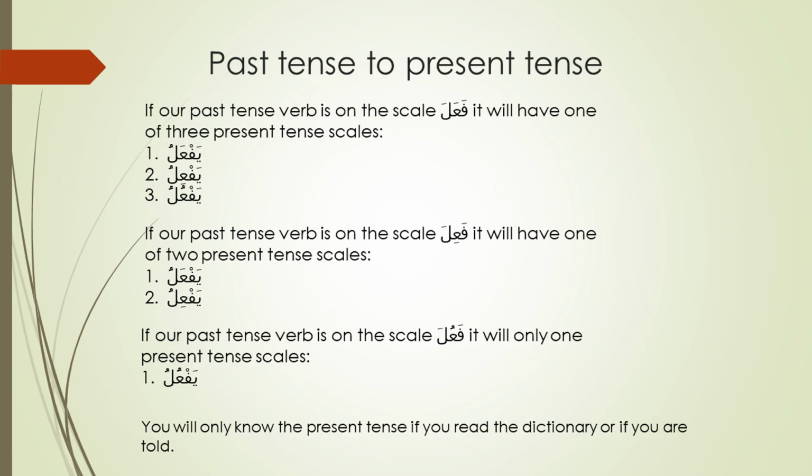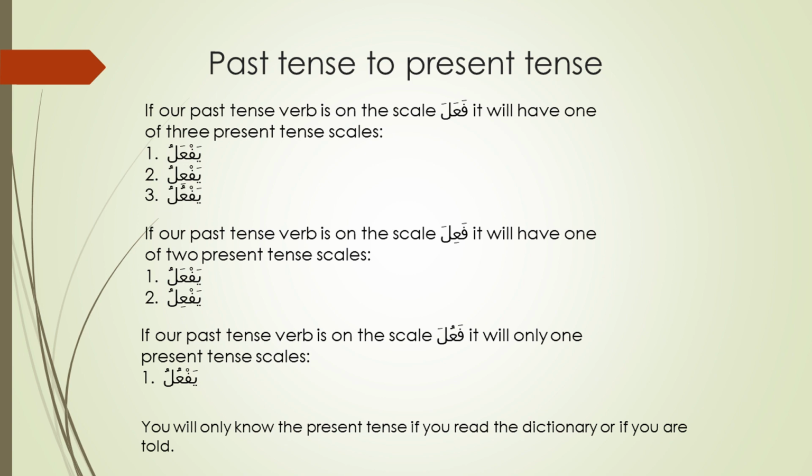Here it's a little bit simpler, as I mentioned. I'll just read through it. I said if our past tense is on the scale fa'ala, with a fatha on the ain, it will have one of 3 present tense scales. Yaf'alu, yaf'ilu, yaf'ulu. Pay attention to the ain. The ain has a fatha in the first, a kasra in the second, a dhamma in the third.